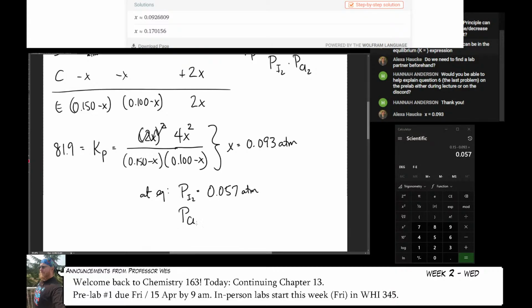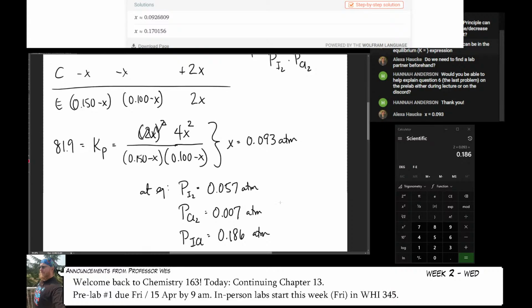My pressure of Cl2 will be 0.1 minus that number, which is most of it, right? 0.1 minus 0.093. And then P ICl will be 2 times the number we calculated, which would be 2 times 0.093. There you go.